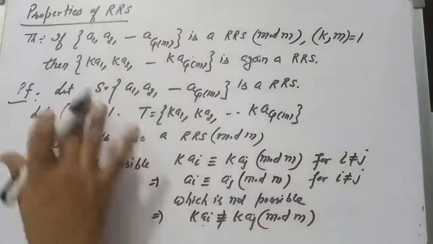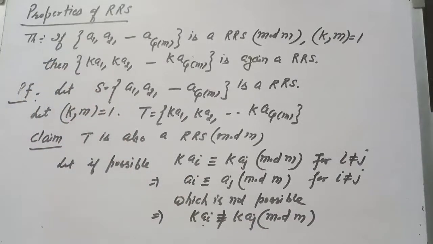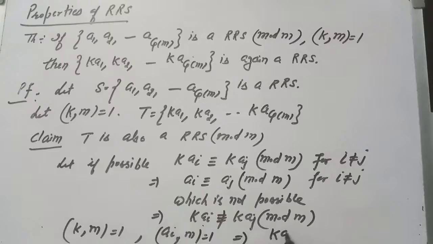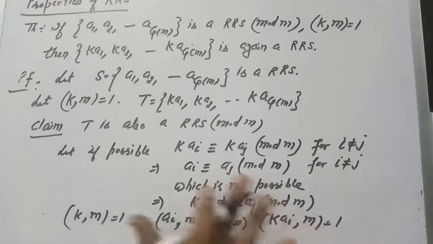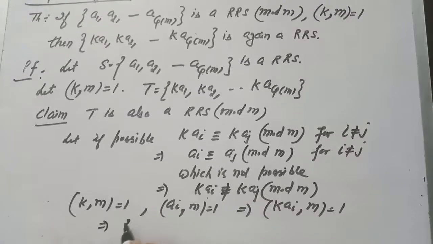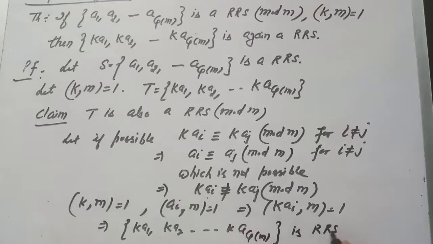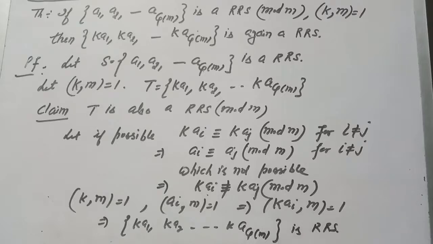So here we have proved two things: after multiplying by k we still have phi m elements, and any new elements that come are also not congruent modulo m. So it means, look, the GCD of k and m is 1, and the GCD of AI and m is 1. This implies KAI and m also have GCD 1. K and M are co-prime, AI and M are co-prime, therefore KAI and M are co-prime. So therefore this is a reduced residue system, and this implies KA1, KA2, ..., KA phi M is a reduced residue system.